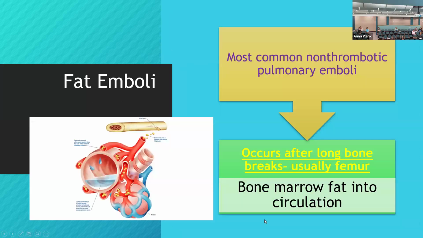It can also be from fat. So we see this a lot after you have a long bone fracture. So your humerus, your femur, if they have a hip repair, anything to do with that, pieces of bone marrow or fat can actually break off and they can go into circulation and cause an embolus that way. Okay, so the most common emboli that doesn't involve a clotting problem is the fat emboli.